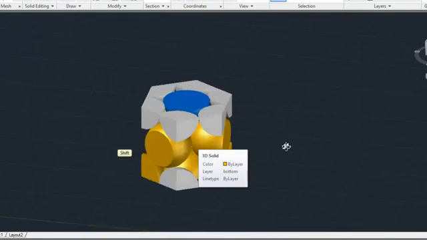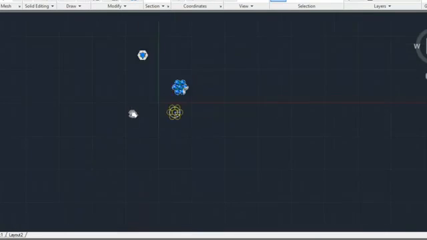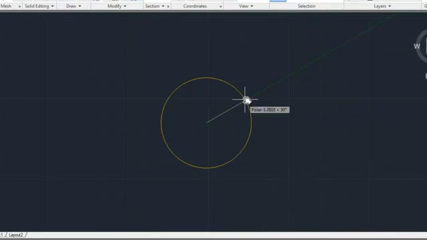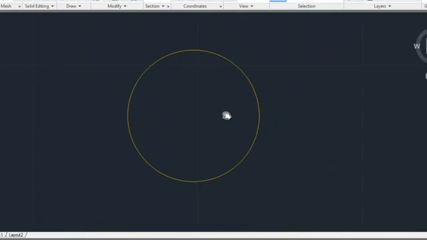Okay, so how do we go about calculating that value and come up with that same number? Well, the best way to do that is to start by drawing a plan view of the hexagonal structure and work your way through the geometry from there. So if you draw a circle, it doesn't matter what size it is, of course.